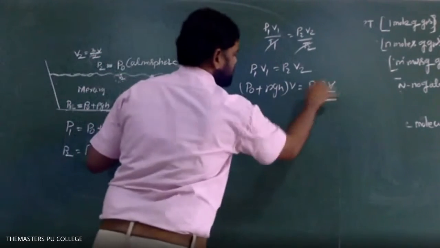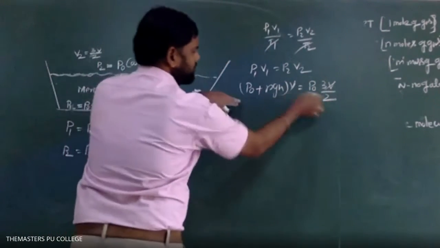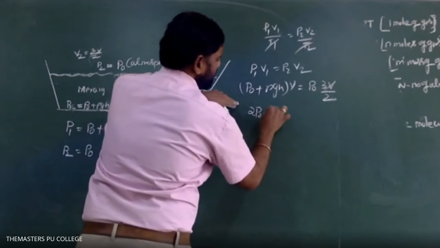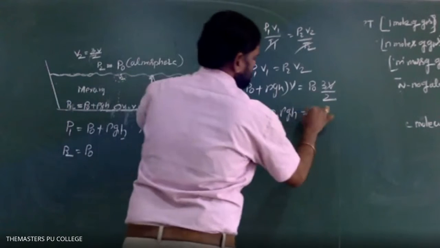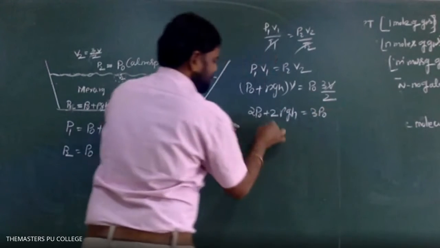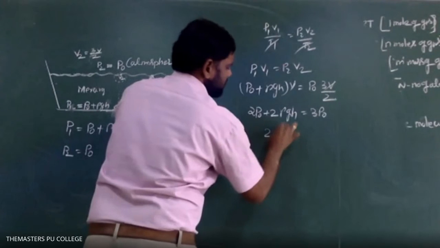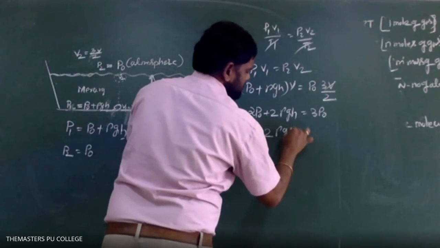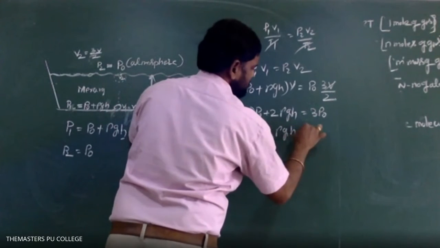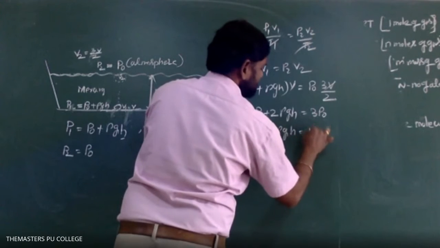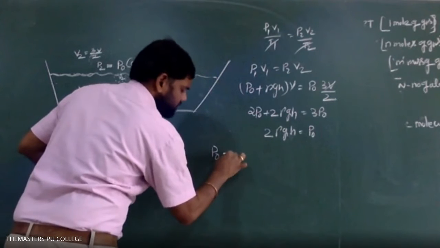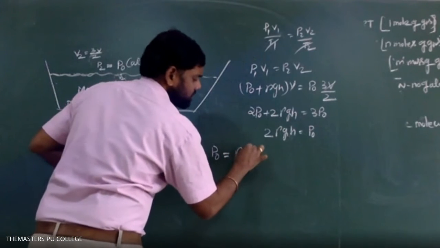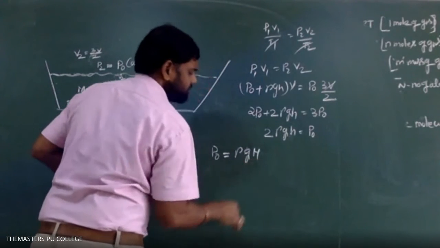So then this V gets cancelled. Cross multiplying, 2P0 plus 2 rho GH equals 3P0. So 2P0 is taken to that side: 2 rho GH equals P0. What does this P0 mean? P0 is nothing but atmospheric pressure. Then we can write rho G into capital H.